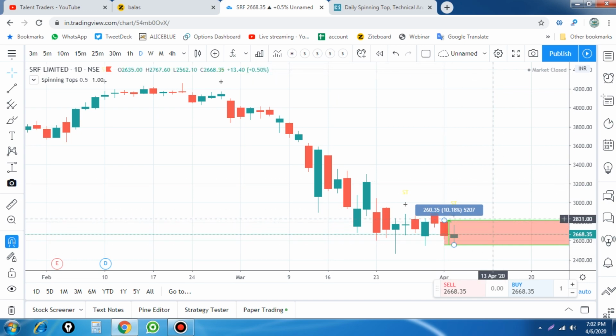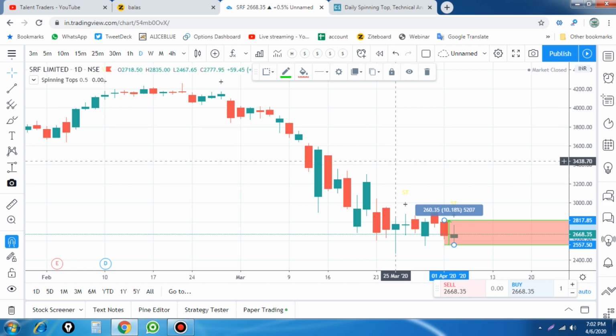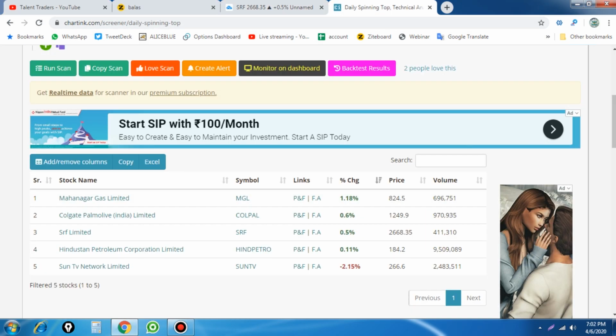So where we are going to trade, the reversal point, using the spinning top candle. How we are going to take the spinning top: 2817 is our buy opportunity, and 2557 is our stop loss. So here this is the stop loss. We are going to find out the reversal opportunity. It is still an opportunity we created, but it is not yet executed, so we are finding it out.